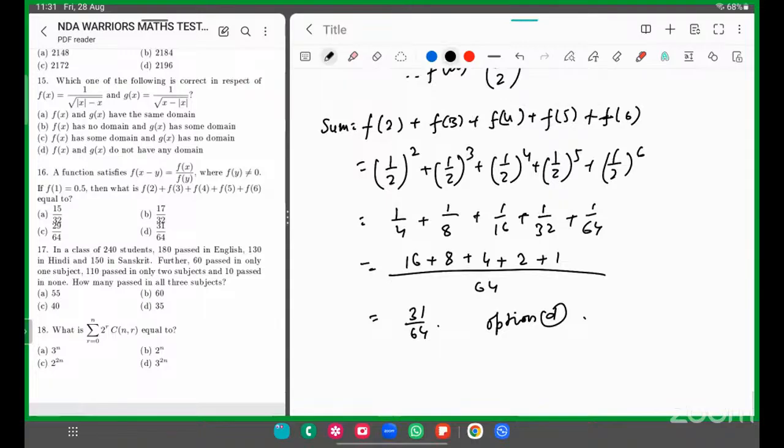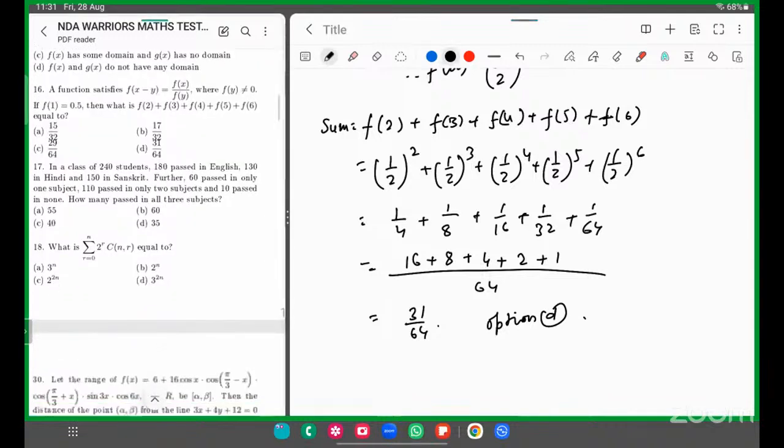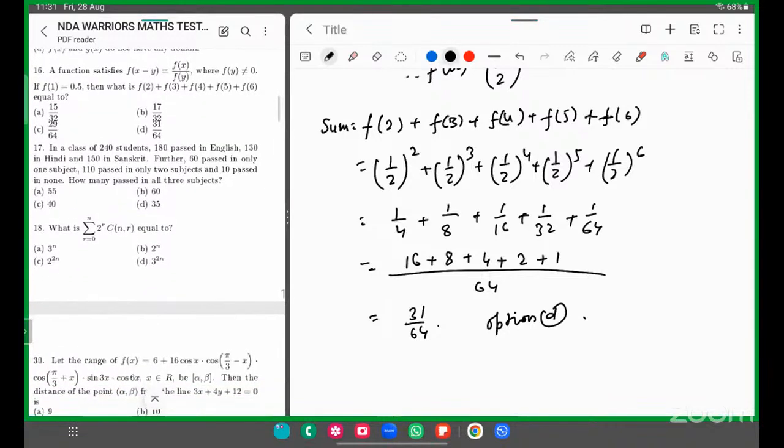Okay, welcome again, students. I'm moving to question number 17 now. What is there in a class of 240 students? 180 passed in English, 130 in Hindi, 150 in Sanskrit. Of the students, 60 passed in only one subject, 110 passed in only two subjects, and 10 passed in none. How many passed in all the three subjects?